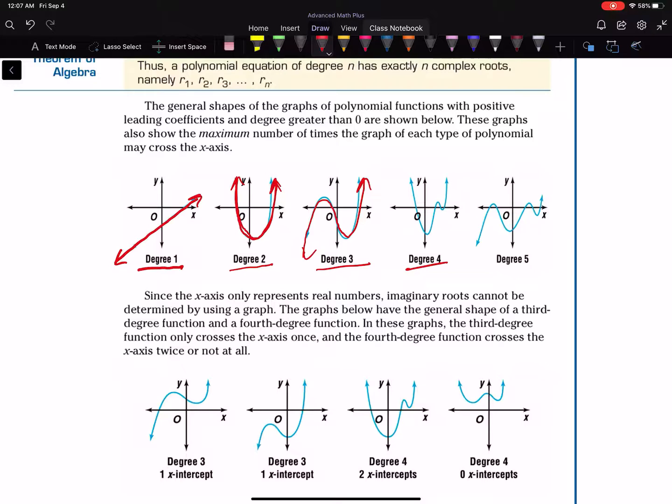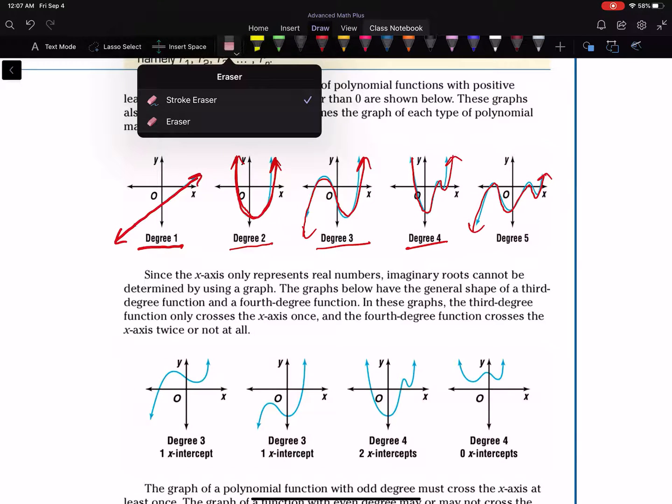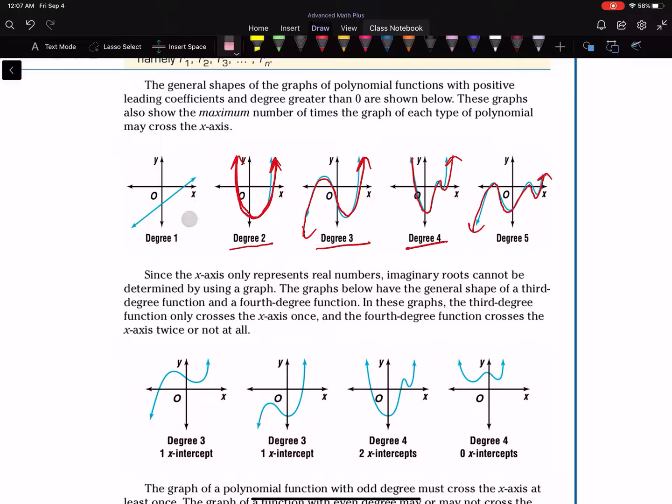4 degrees, down, up, 4 directions. 5 degrees, up, down, up, 5 directions. They all do that. If it has 6 degrees, it's going to go up, down, up, down, up, down. It'll have 6 directions, okay? As you can tell, all of these, if I erase these here, every time it crosses the x-axis, that is a solution. That is a root. That is a 0.